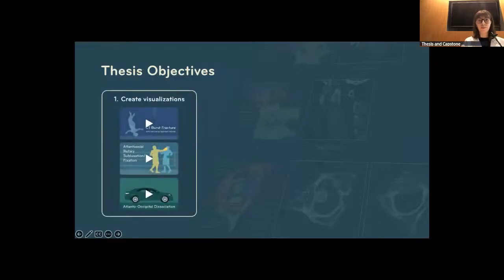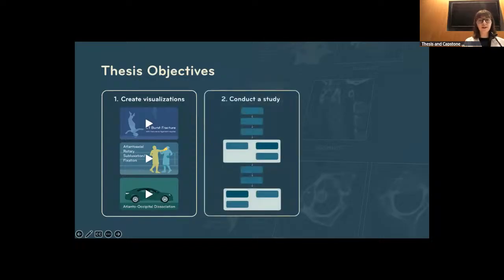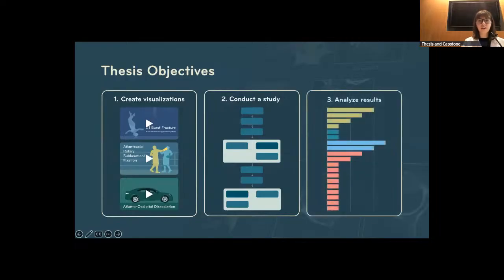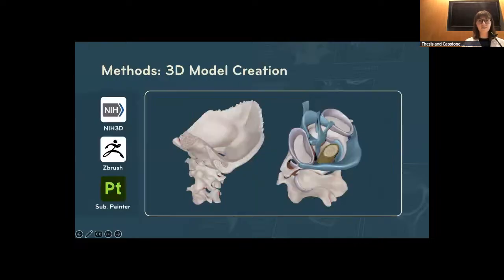These injuries were chosen for their commonality, severity, and complexity. The objectives for this project: first, we created 3 animations and corresponding still images to visualize the injury mechanisms and anatomy of the CCJ to provide context for radiological imaging. Next, we conducted a study comparing the efficacy of animations and still images for learning and engagement. Finally, we evaluated and analyzed study results using statistical analysis.